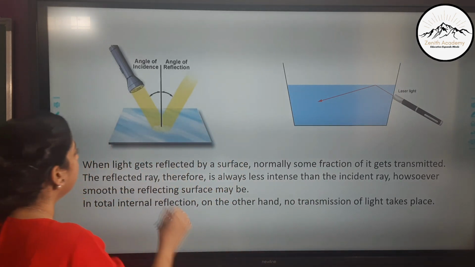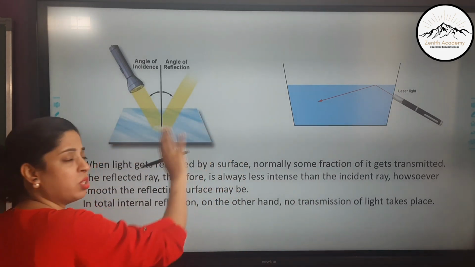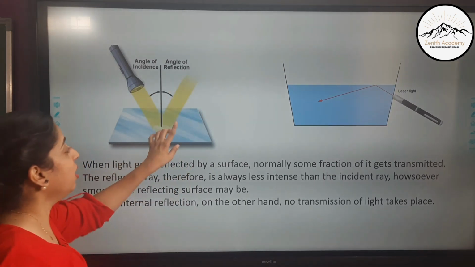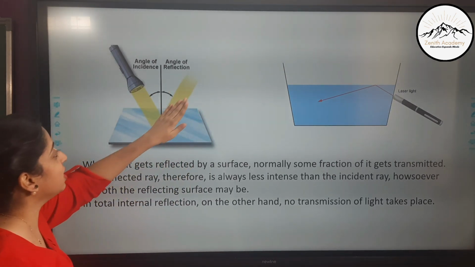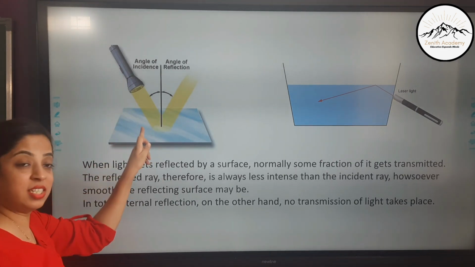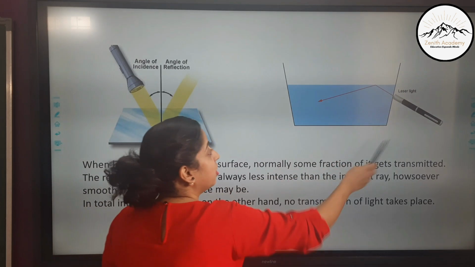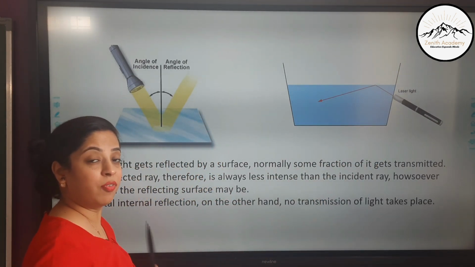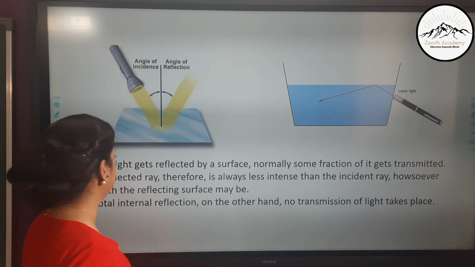Whereas if you take a smooth surface, however smooth the surface may be, if you are reflecting light, then some light is transmitted, and hence the intensity of this light is not similar to the intensity of the incident ray. Whereas in total internal reflection, the transmission is not there, therefore the intensity will not change.